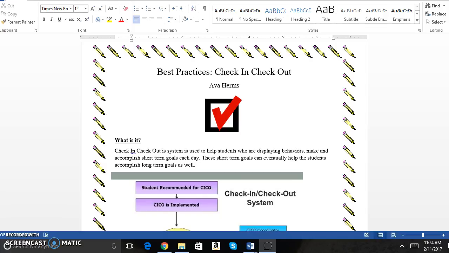So what is it? Check-in, check-out is a system that is used to help students who are displaying behaviors make and accomplish short-term goals each day. These short-term goals can eventually help the students accomplish long-term goals as well.